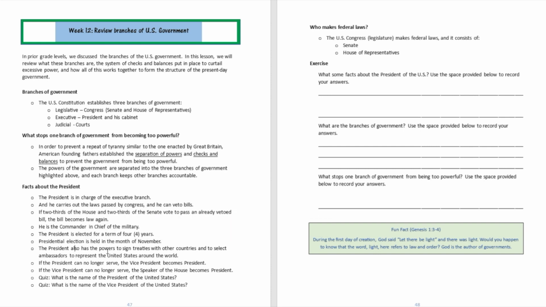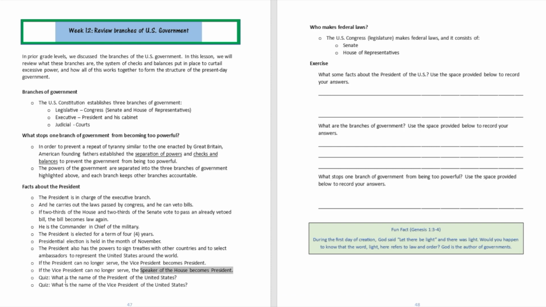And the president also has the power to sign treaties with other countries and to select ambassadors to represent the United States all around the world. If the president can no longer serve, the vice president becomes the president. If the vice president can no longer serve, the Speaker of the House becomes the president.